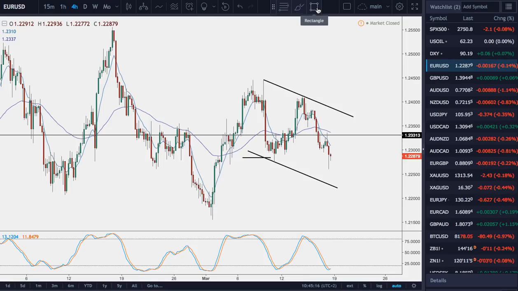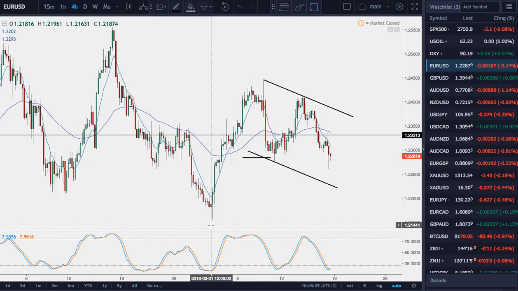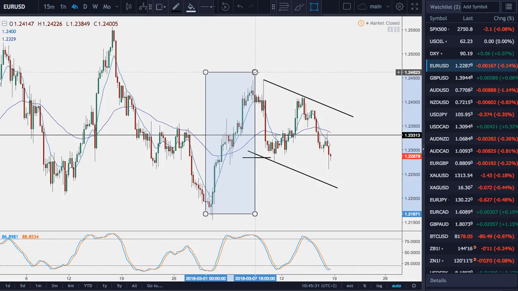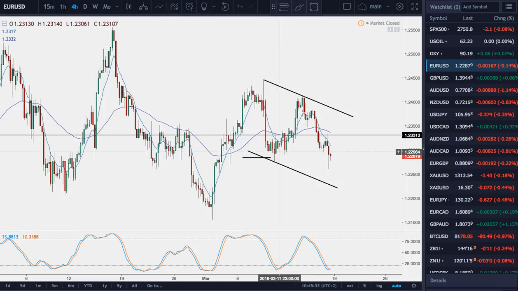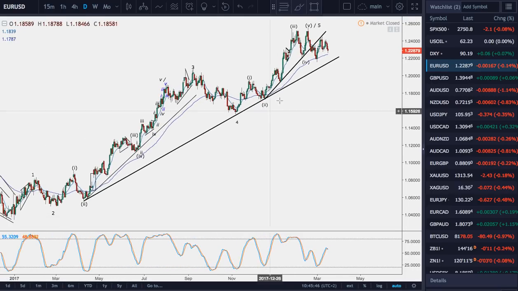Because for me, this pair has a lot of confusion. I've not been dealing with it because this is a bit open to interpretation. Maybe it's five down. This could be five up. And then this is looking like a three-wave move up, so a bit more upside is kind of possible within a more bearish view. You can see the rest is kind of self-explanatory, so I will leave it there on that.